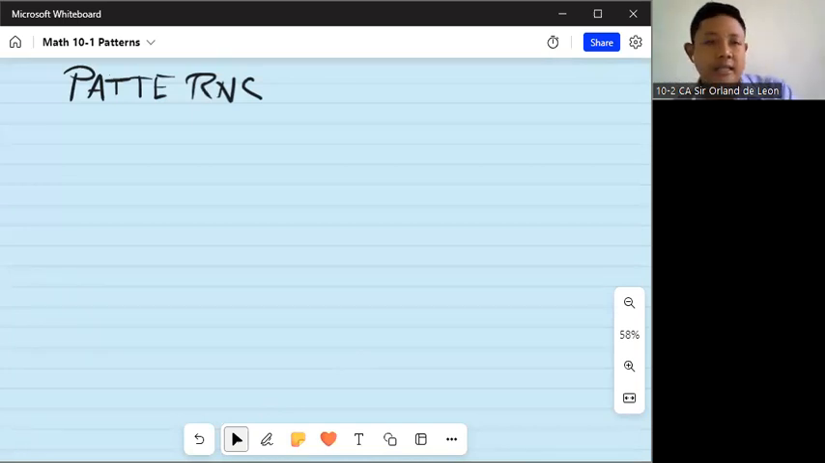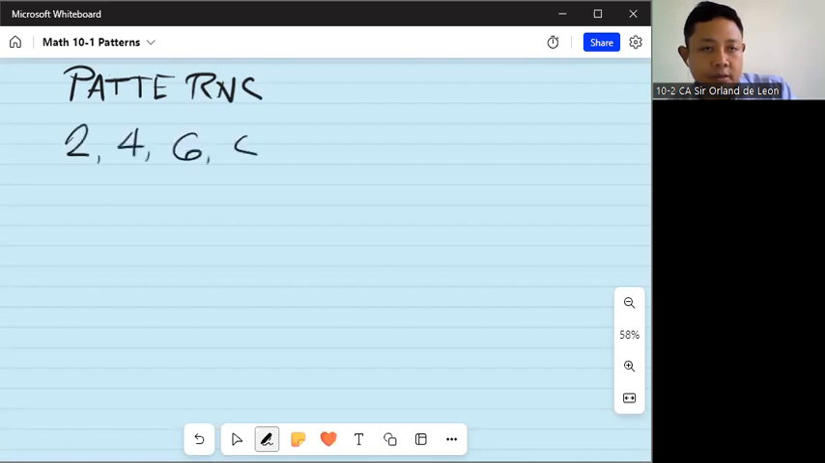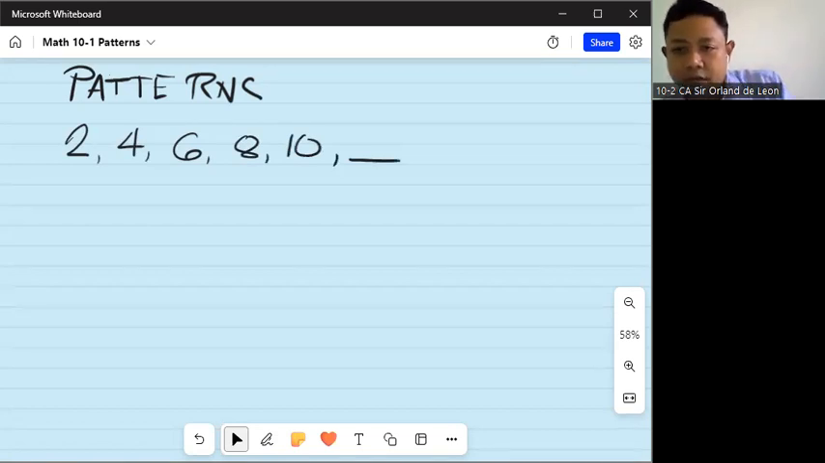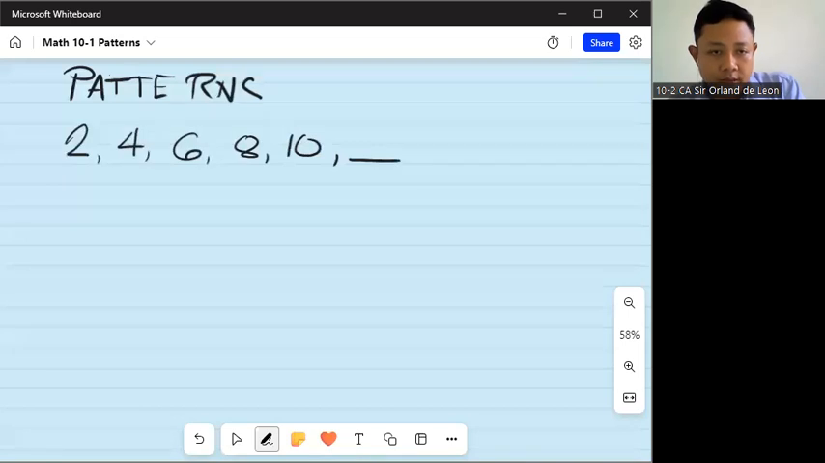Let's have this as an example. For example, we have 2, 4, 6, 8, and 10. What do you think will be our next answer? Type it in the chat box. What do you think will be the next number if we will be showing the pattern? That's good. Very good. You're so participative. This is 12.